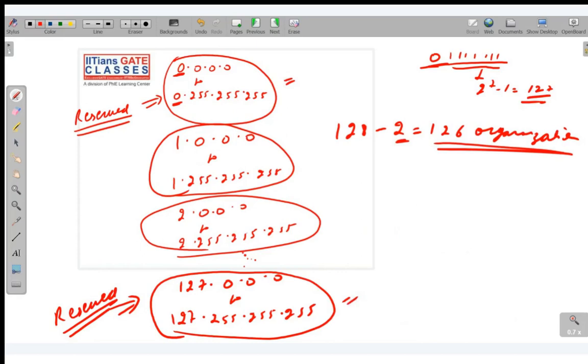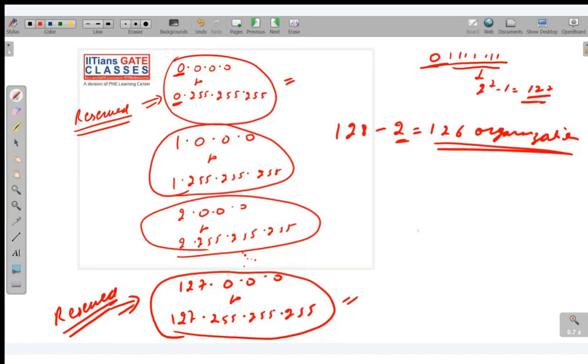Yes, please write this point. Actually, class A IP addresses are given to 126 organizations because the first and last block of class A are reserved. Any doubt?